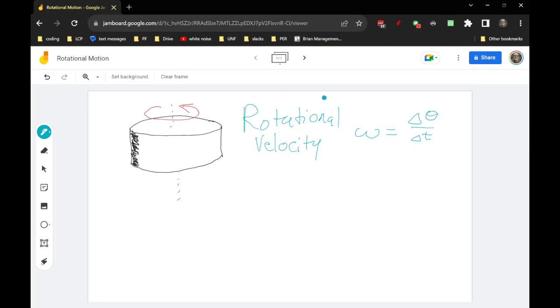Now that's supposed to look familiar. You're supposed to, in your mind, compare this to regular velocity or linear velocity, delta x over delta t, or if we're going in 3 dimensions, delta r over delta t.